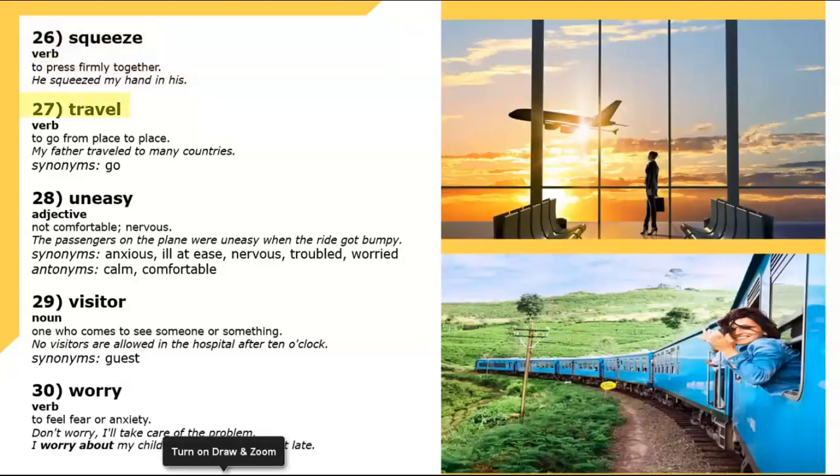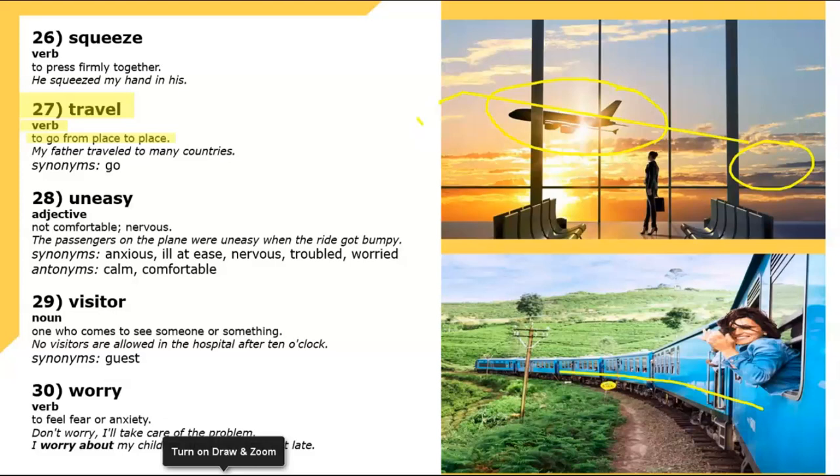Our next word is travel. Travel is a verb. It's an action word, and it means to go from place to place. You can travel in an airplane. You can ride an airplane to go from one place to another place, or you can travel in a train. You can travel in cars as well. Anytime that you go somewhere, you can use the word travel.